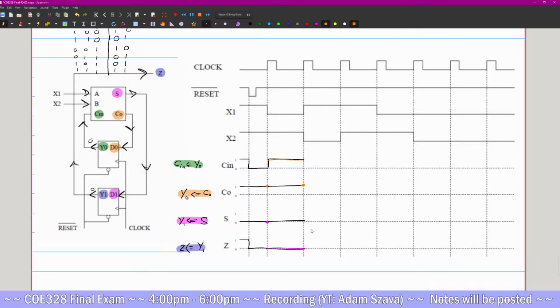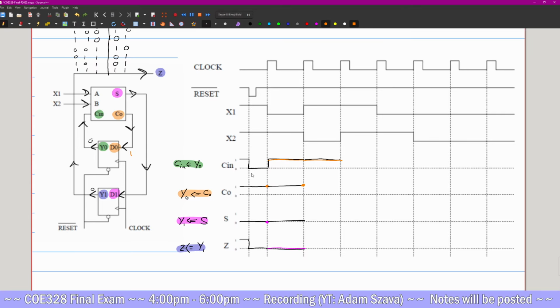Okay, and so now we're here. And then on the clock, what we have here is a 1. On the clock, C in will become a 1. I mean, it was already a 1, but it's going to keep being a 1. Like that.